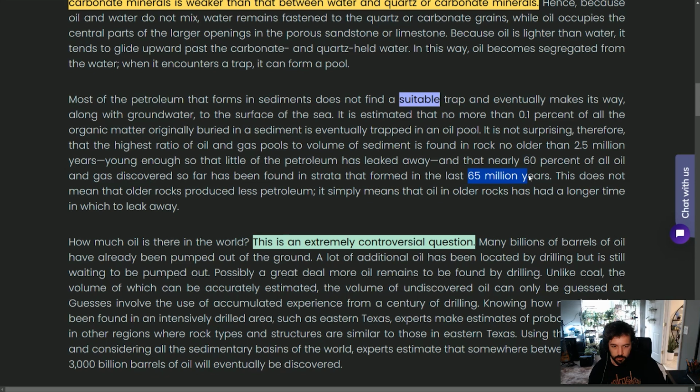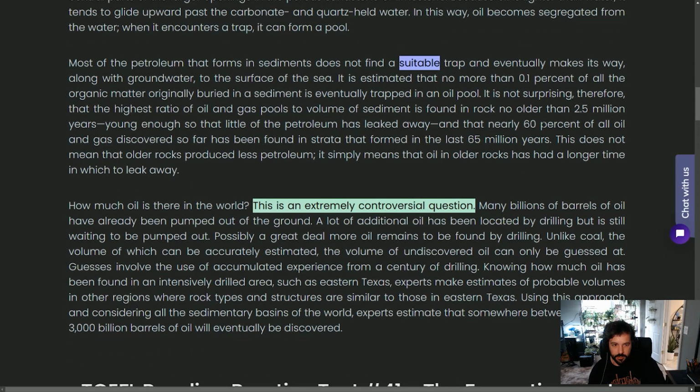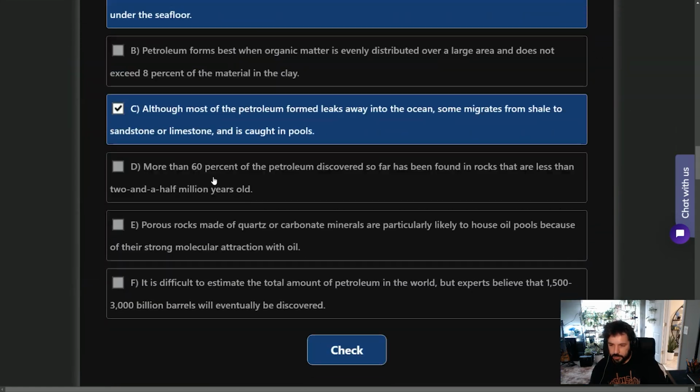Yes. So the test is trying to confuse you between these two numbers. The highest ratio that we have found, like the best locations, are rocks that are 2.5 million years old or younger. But most of the oil that we have found has not been there. So the best location is that, but 60% of the oil we found was in rocks that were 65 million years old, put it that way.